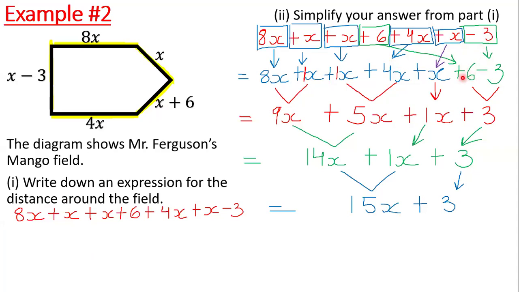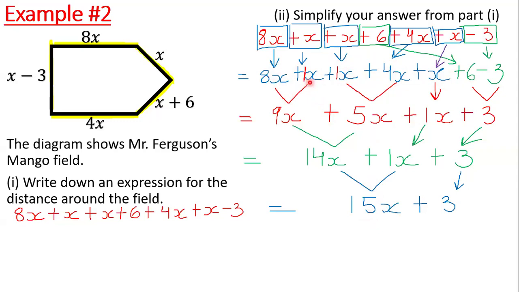Now, an easy way to do it, instead of writing all this down, is to say 8 plus 1 is 9, 9 plus 1 is 10, 10 plus 4 is 14, and 14 plus 1 is 15. So all we're doing is adding up all the x's. It's nothing deep. So 8x plus 1x is 9x, 9x plus 1x is 10x, 10x plus 4x is 14x, and 14x plus 1x is 15x. That's how we get the 15. That's one way you could do it.